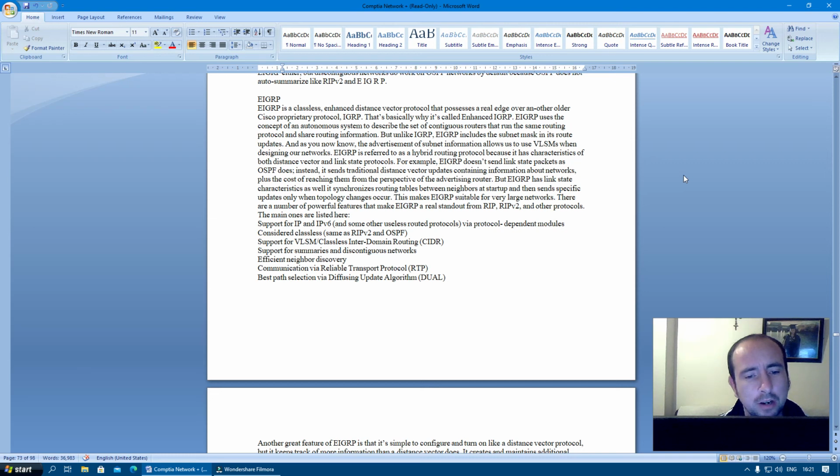The main ones are listed here: support for IP and IP version 6 and some other useless routing protocols via protocol dependent modules, considered classless, same as Routing Information Protocol version 2 and Open Shortest Path First, support for VLSM, classless interdomain routing CIDR, support for summaries and discontiguous networks, efficient neighbor discovery, communication via reliable transport protocol RTP, best path selection via the diffusing update algorithm DUAL.